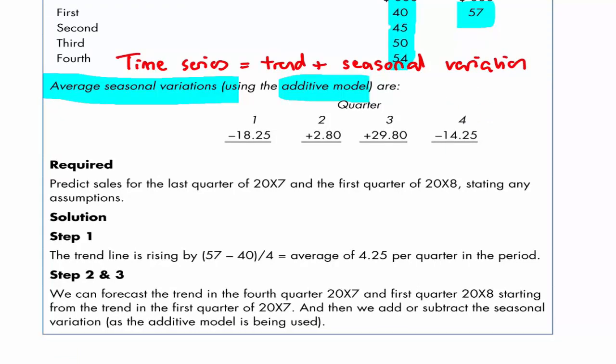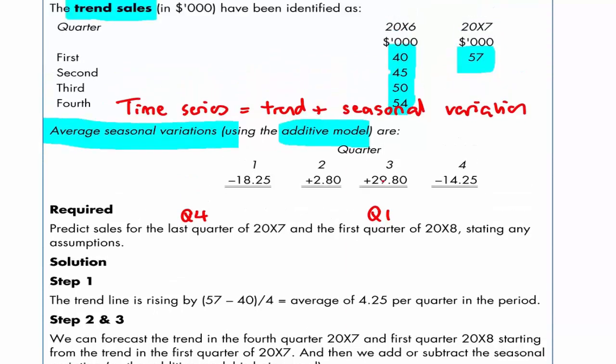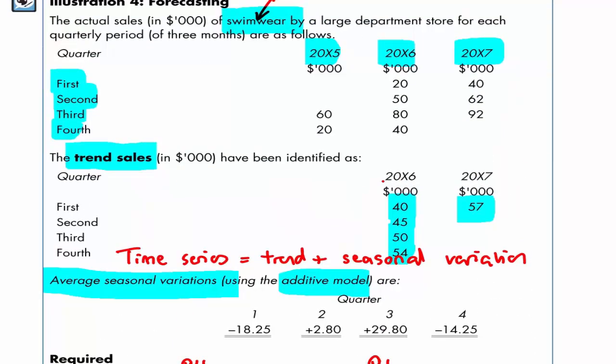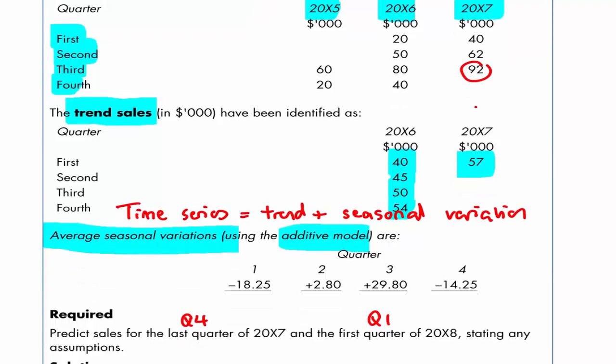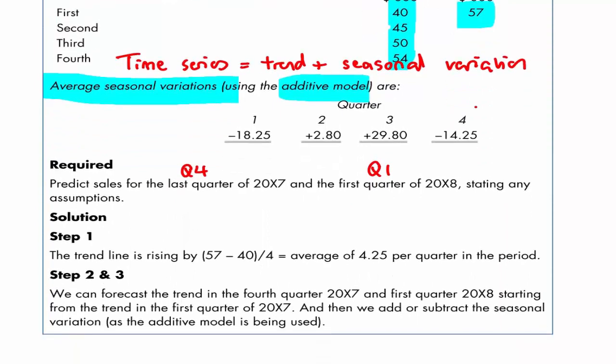The requirement is to calculate sales for the last quarter of 20x7 and the first quarter of 20x8. So looking back to the information, we've got actual data up to the third quarter of 20x7 and we're now forecasting 2 quarters ahead. So that's the requirement. The first step is to understand exactly what's happening to trend.